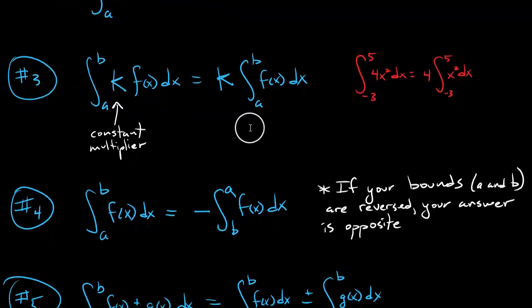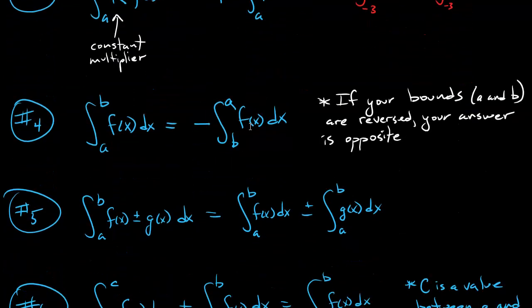Okay, so that was 4. The fifth property very well might just make logical sense to you. It basically just says if you have an integral of multiple functions, you can evaluate them separately.